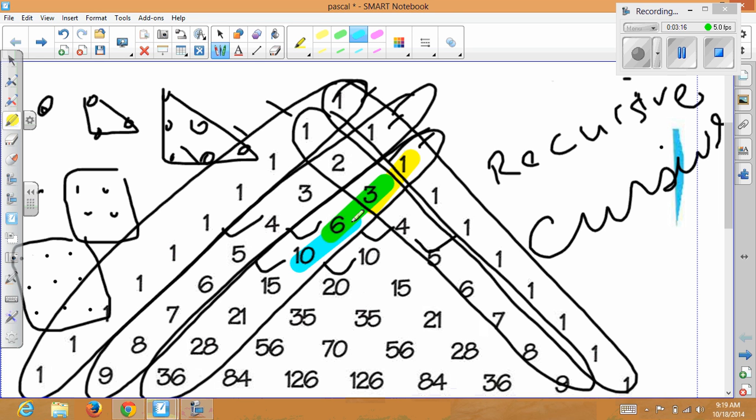So when Pascal looked at this triangle, he found these patterns and many more. So that's what I would like you to share with your classmates today.